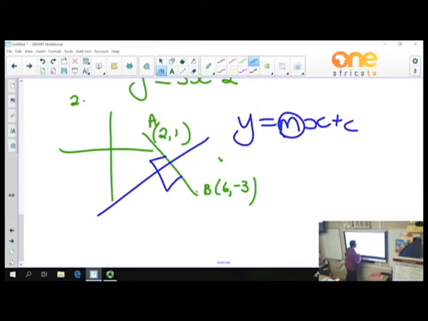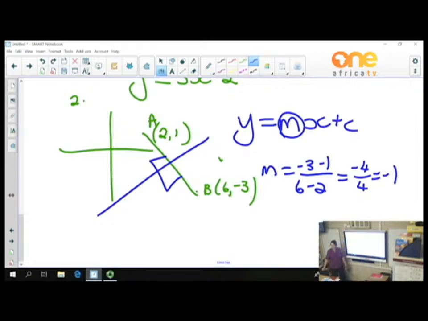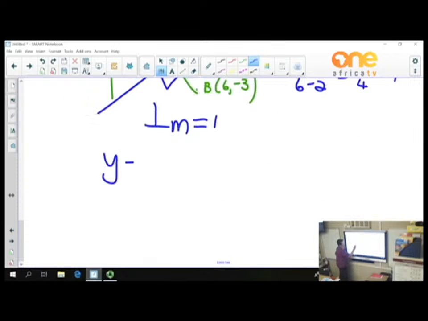So then I'm going to find m first now. What is m now here? -3 minus 1 over 6 minus 2. So it's -4 over 4, which is -1. What would you say will be the perpendicular gradient now? Perpendicular is 90 degrees, but that's not my question. What is the perpendicular gradient? This one is -1. So what is perpendicular m? So that means now it is y is equal to 1x plus c.